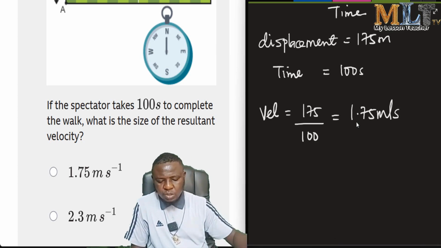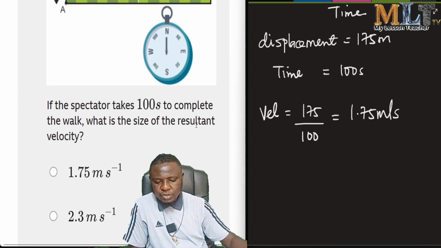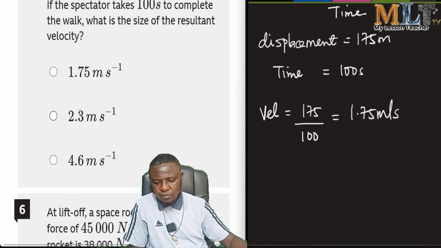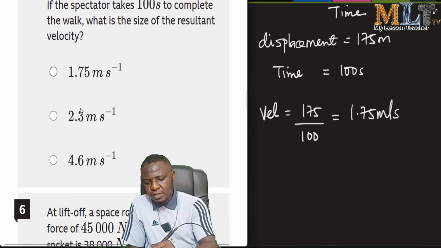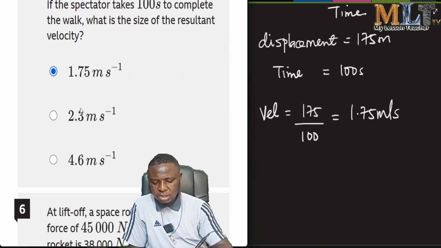Okay, what is the size of the resultant vector, which is 1.75? This is your answer.